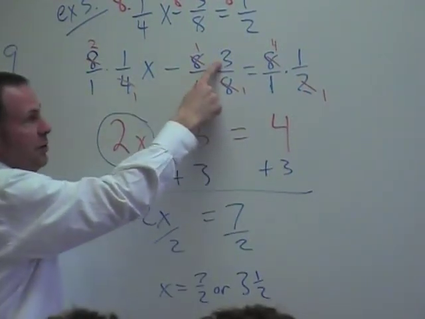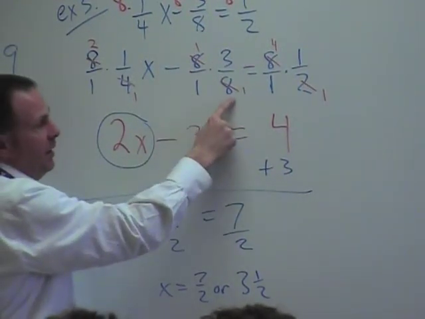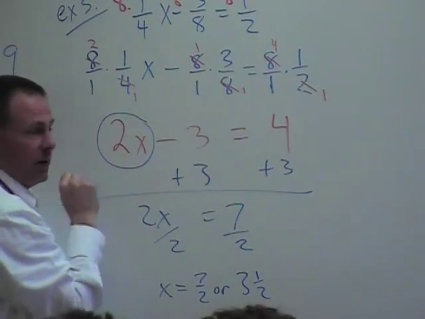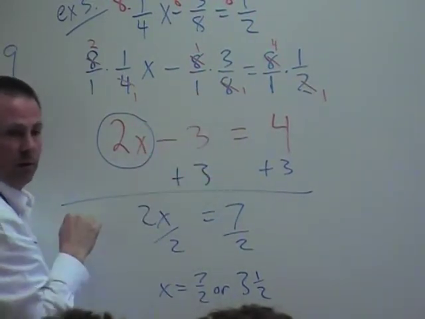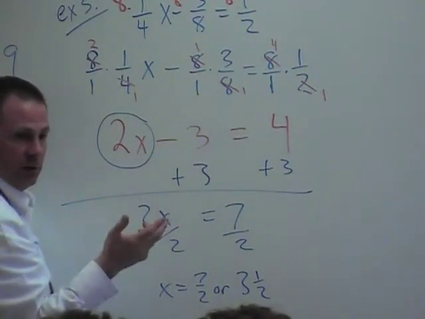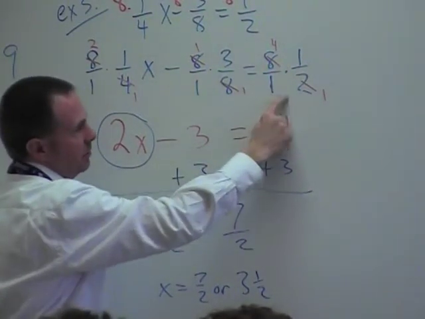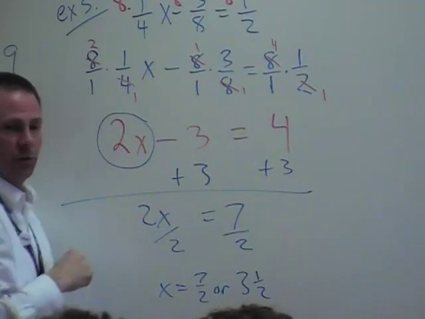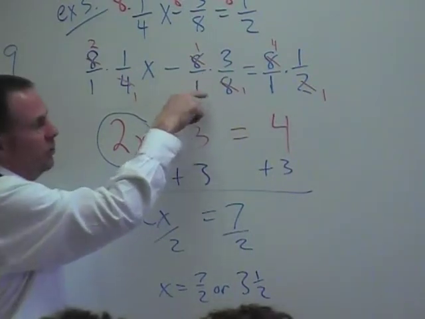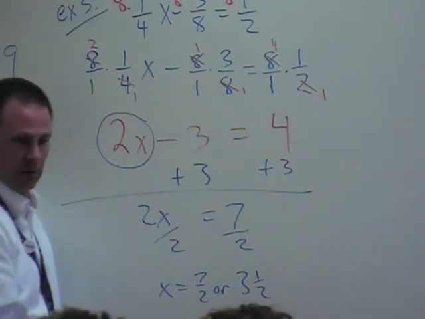8 times 3 is 24. 24 divided by 8 is 3. I just reduced it before that. You don't have to reduce it. Okay? 8 times 1 is 8. 8 over 2 reduces to 4. I just reduced it before I multiplied it. You don't have to do it that way.